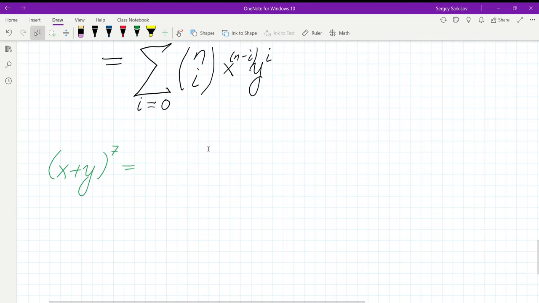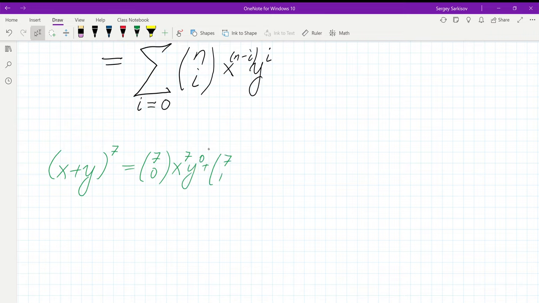So what's going to happen is, basically, 7 choose 0, x to the 7th, y to the 0th, plus 7 choose 1. Let's actually just go slowly here for a second.